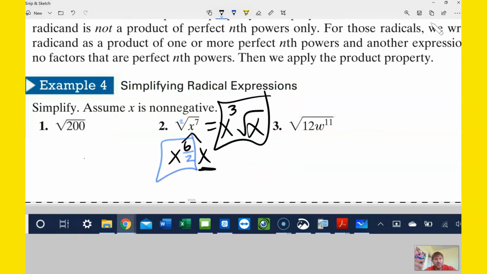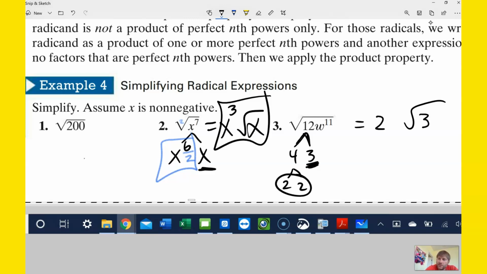Let's do the same thing we just did on number 1 and number 2 to number 3. All right, so we apply what we did on number 1 to the 12. So 12 is a number. We're going to break it down to its prime factorization. And we apply what we did on number 2 to this w to the 11th. So let's do it. The 12 breaks down to, you could break it down multiple ways, but we could do 2 times 6 or 4 times 3. And then the 4 breaks down to 2 times 2. So we got a pair of 2's and an extra 3 left over. So that means I've got a 2 on the outside, and I've got a 3 still under the radical.